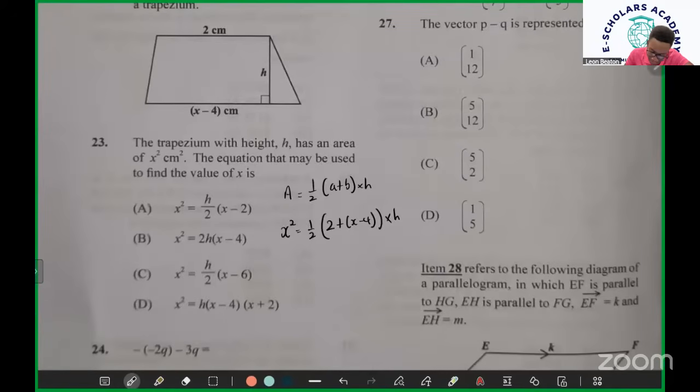So let me see which one looks close. I'm looking at A, right? Half times h would be the same as h over 2 multiplied by. Let me just get rid of the brackets, since the brackets are adding, so I can put like terms together. 2 minus 4 would give me negative 2, so I'll have x minus 2. So x squared is equal to this here. So the answer is A.